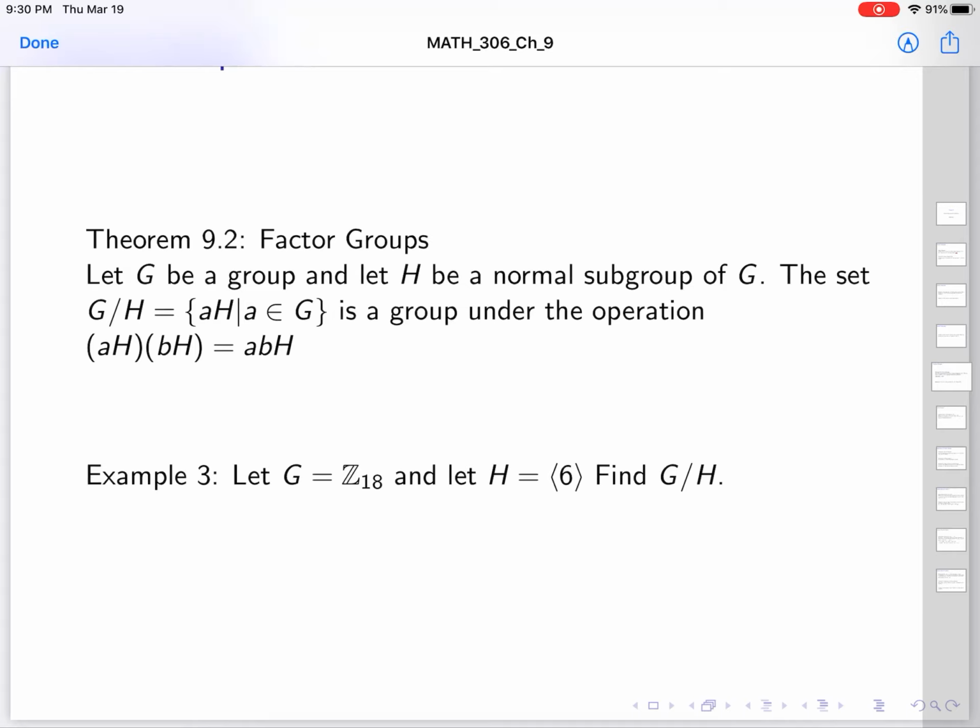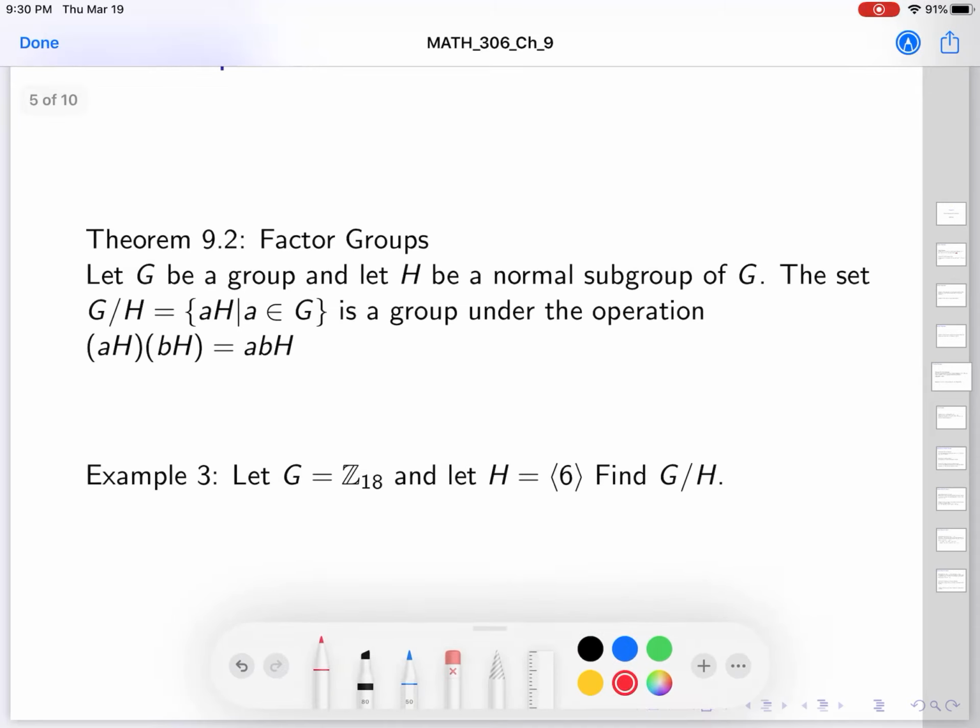So now factor groups. Let G be a group and let H be a normal subgroup of G. Then the set G/H, which we read as the factor group of G by H, is equal to the set of aH such that a is in G. Now this notation should make you think cosets, right? Because that's what we've been talking about before our long break.